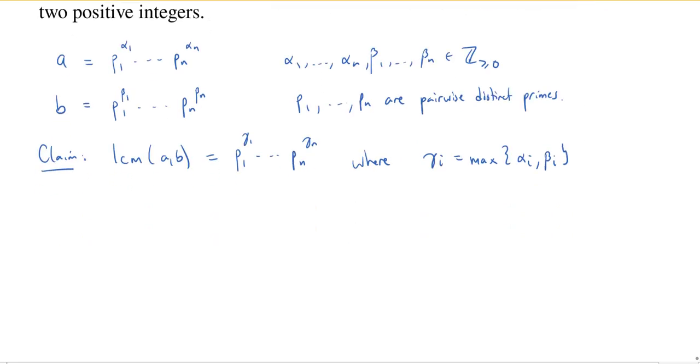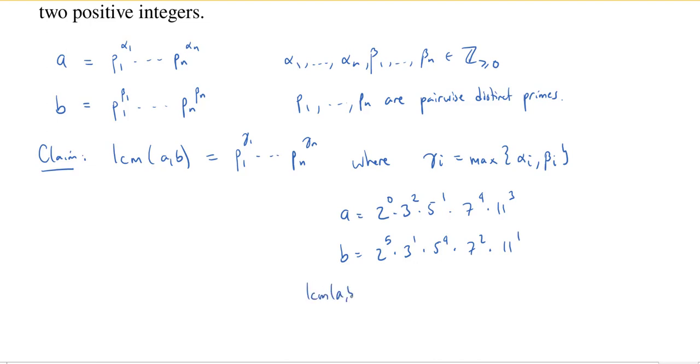So I'll give you an example. Let's say we had A is equal to 2 to the 0 times 3 squared times 5 to the 1 times 7 to the 4th power times 11 cubed. And B is going to equal 2 to the 5th times 3 to the 1 times 5 to the 4 times 7 squared times 11 to the 1.